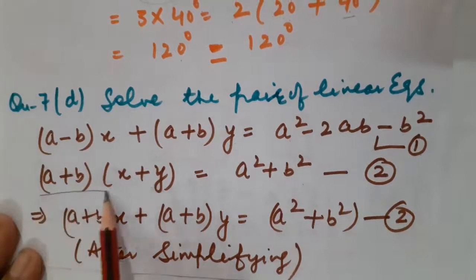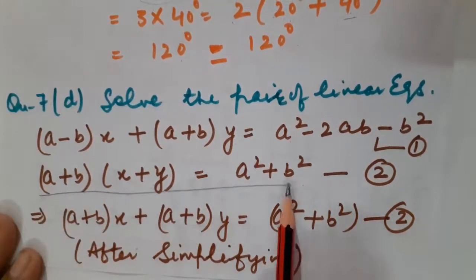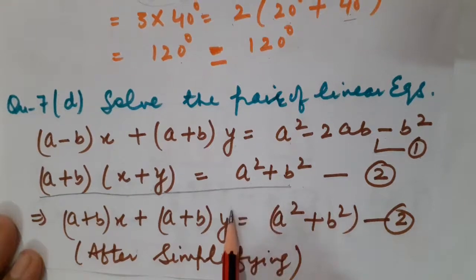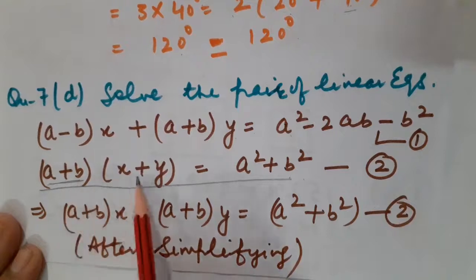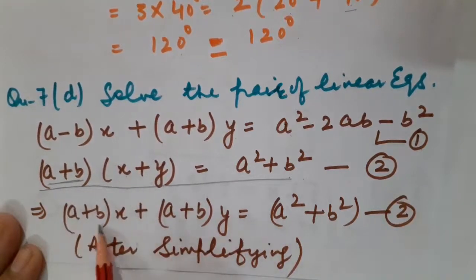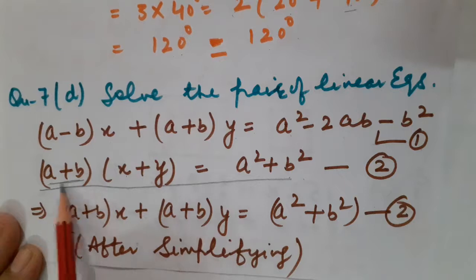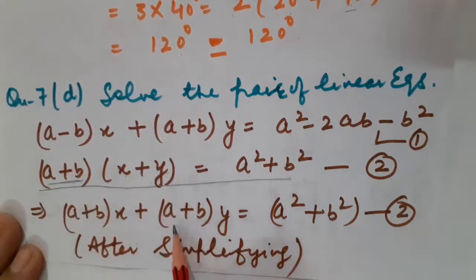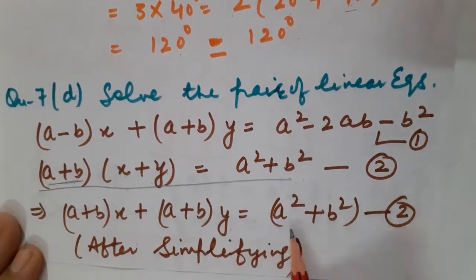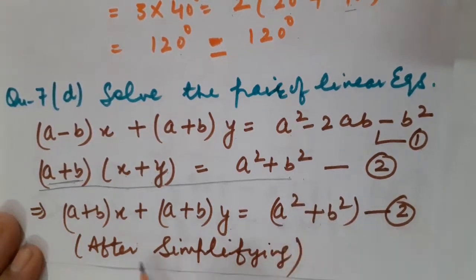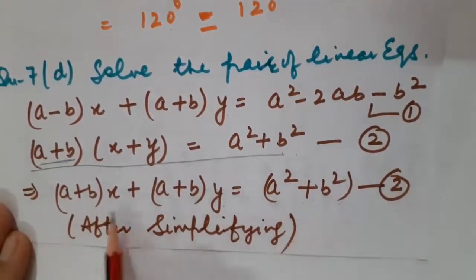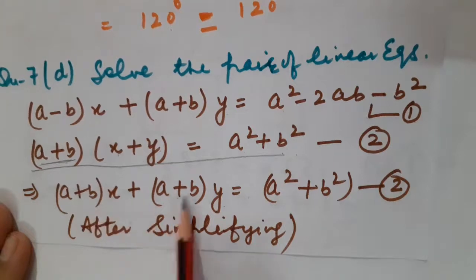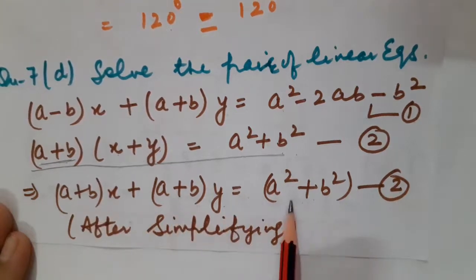Children, is it really in generalized form? No. We have to convert it into generalized form. So what is to be done? Here a plus b will be multiplied with x. You will be getting (a plus b) into x plus (a plus b) multiplied by y, so you will be getting (a plus b) into y is equal to, this is the constant value, a square plus b square. So after simplifying, equation number 2 has become (a plus b) into x plus (a plus b) into y is equal to a square plus b square.